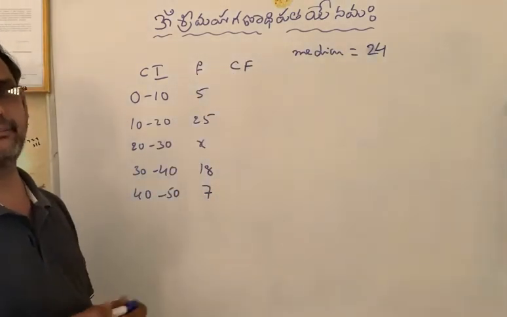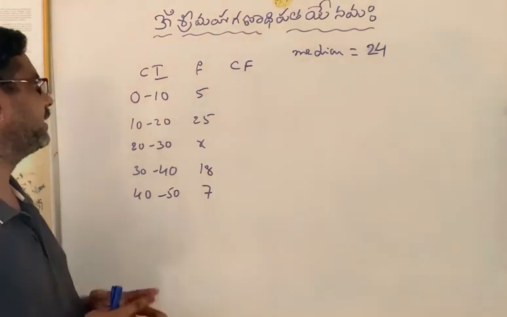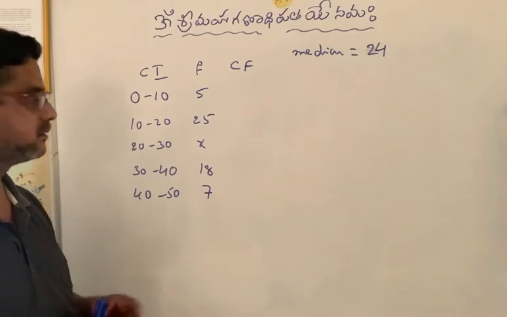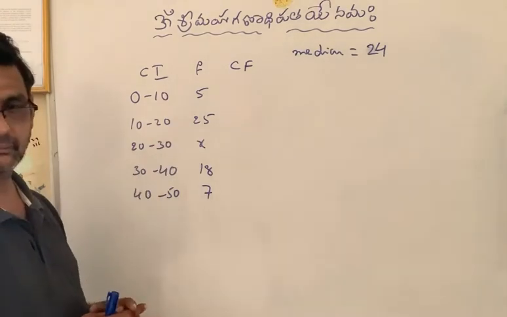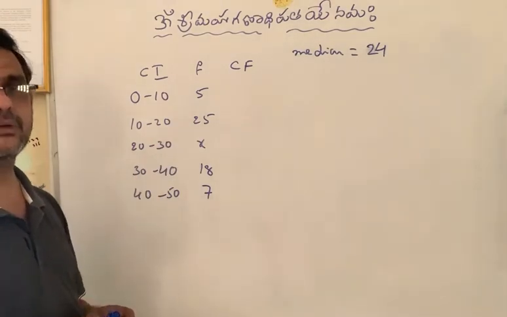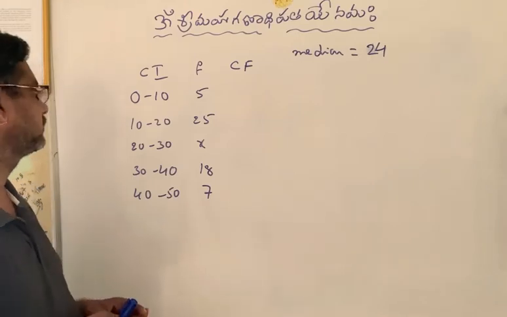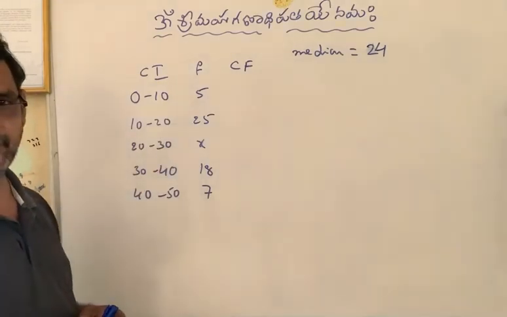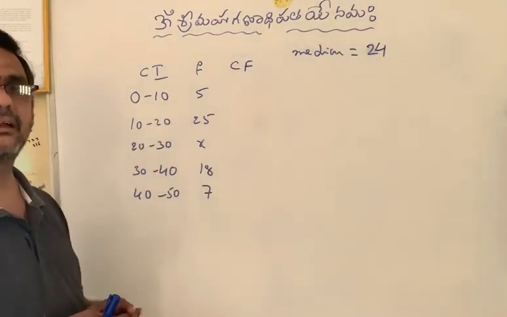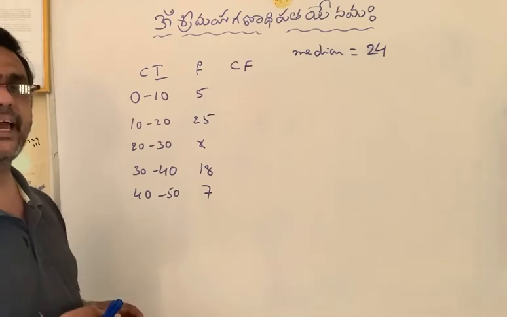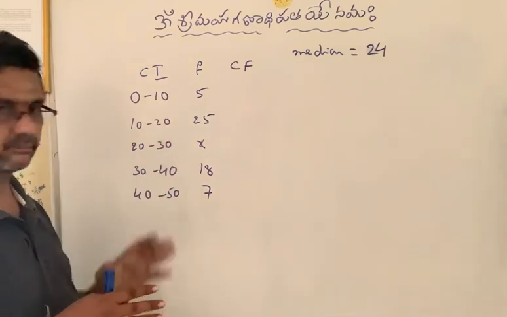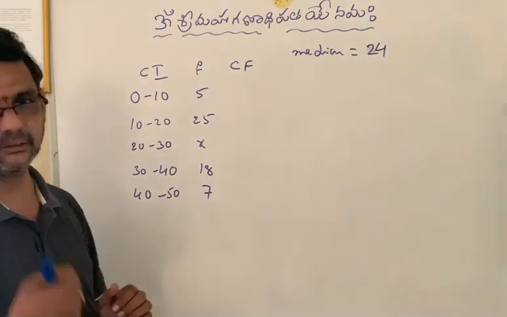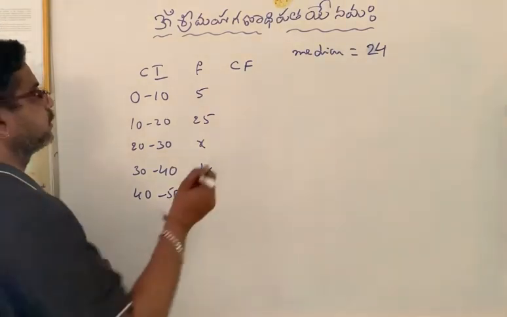What is cumulative frequency? See here, if I ask you a question, how many students got less than 10 marks? Your answer is 5. If I ask you how many students got less than 20 marks? These two frequencies, if we add, we get 30. That means there are 30 students who got less than 20 marks. So 30 is the cumulative frequency. And so on.